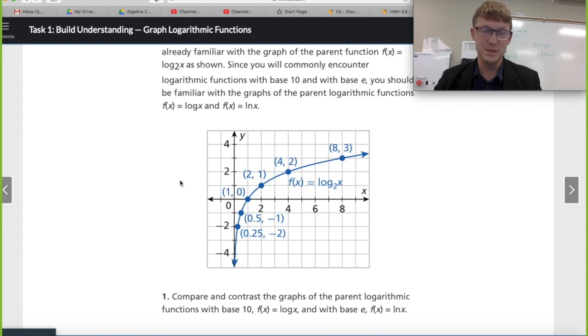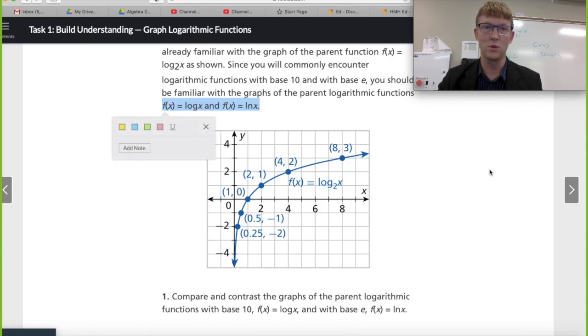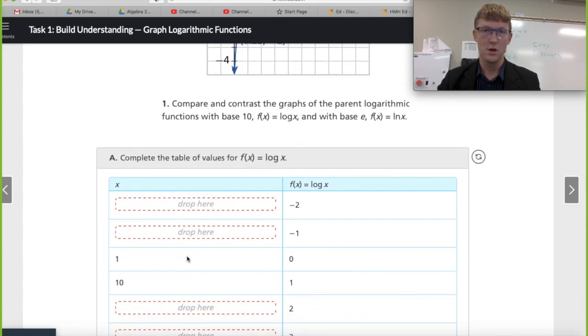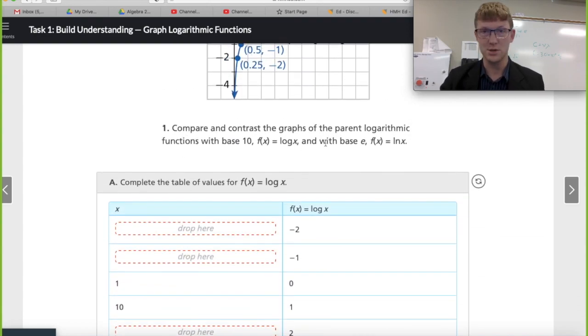You need to know logs of different bases, but the 2 most common you are going to see, both in mathematics and the real world, are log base 10 (remember, when there's no number there, it's assumed to be 10) and log base e, otherwise known as natural log. First things first, compare and contrast the graphs of the parent logarithmic functions with base 10, f of x equals log of x, and base e, f of x equals natural log of x.